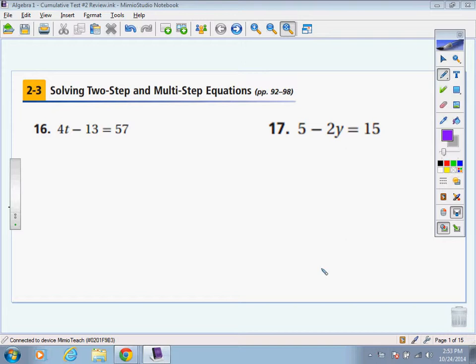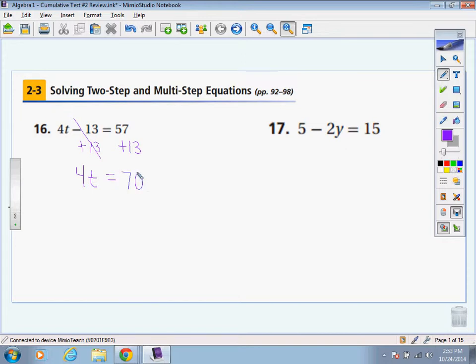In this first one, the rule for solving any equation ultimately is to try to get the variable term, that's this part right here, the 4t, by itself. So I want to get rid of the minus 13. The way I do that is to do the opposite. So I would add 13 to both sides of this. This will cancel out the minus 13 and leave 4t behind, equals 57 plus 13, it's going to be 70.